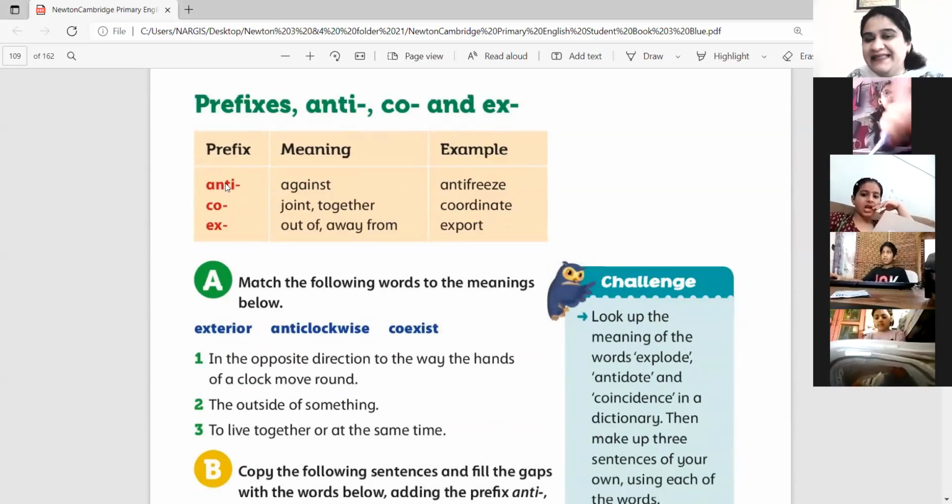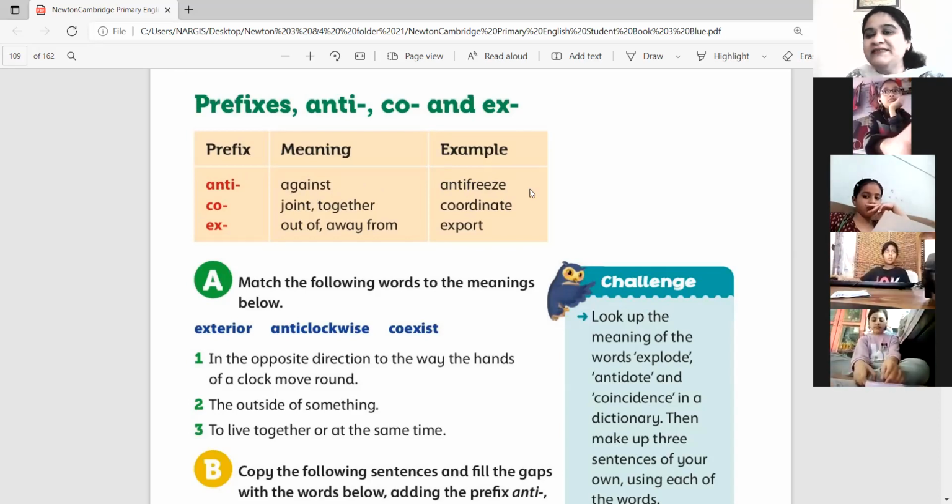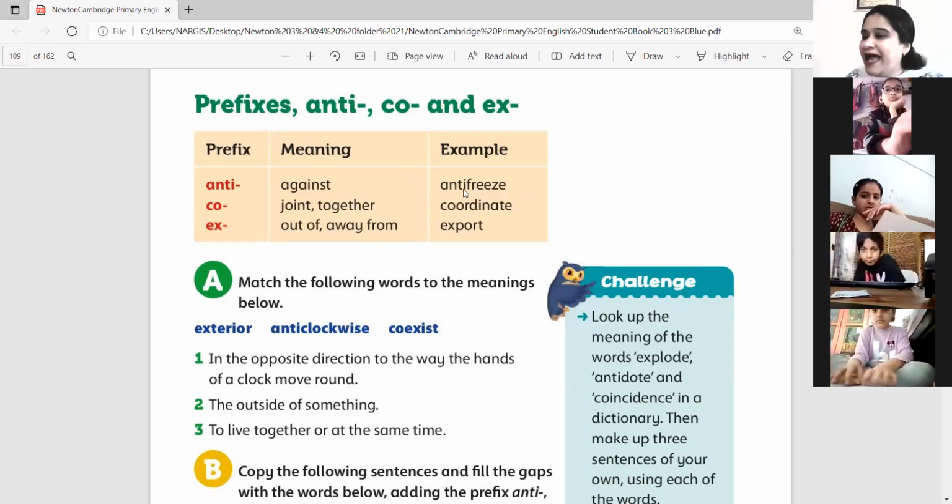Now, the prefix is anti. What is the meaning of it is given, and they are given an example of the prefix. So, anti means against. Now, this word was freeze. Anti-freeze: when you add anti, it means it is against the freezing part. Understood? Against freezing, anti-freeze. Freeze means freezing. But when you put anti, that means it will not freeze. Anti-freeze. Is that clear? Yes, ma'am. Clear.